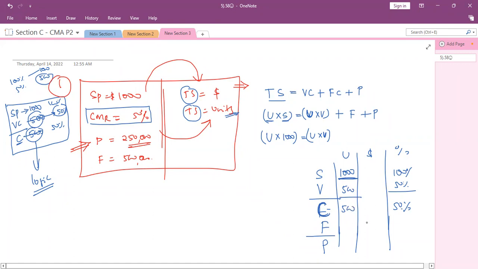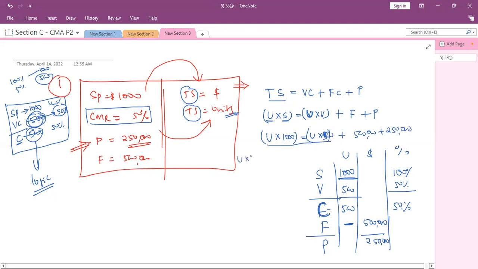Fixed cost is $500,000 total, not needed here. Profit is also given, 250,000. So here units into variable cost, just we calculated, that is 500, plus fixed cost is 500,000, plus profit is 250,000.